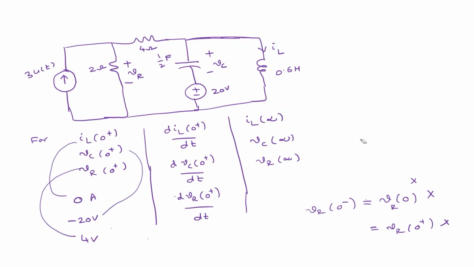Just a second. This is 1 ampere. This is 4 volts. This is minus 20 volts. This is 2 by 3 volts per second. And dVc of 0 by dt is 0 ampere per second. And dVc of 0, I think.